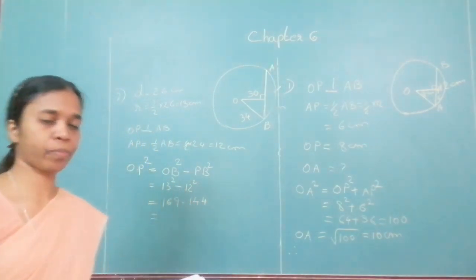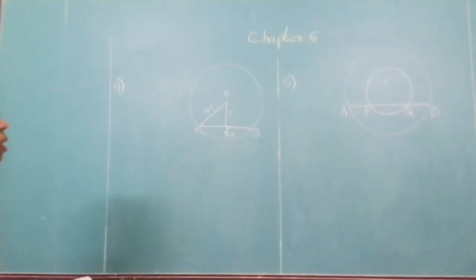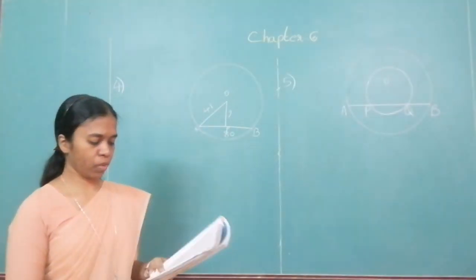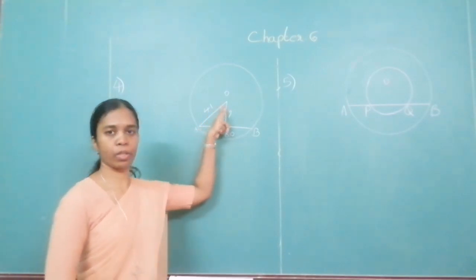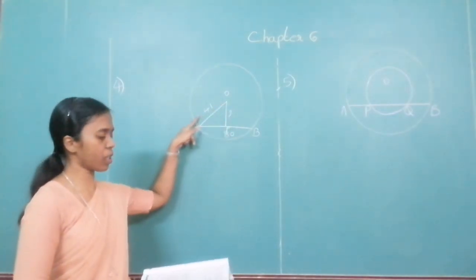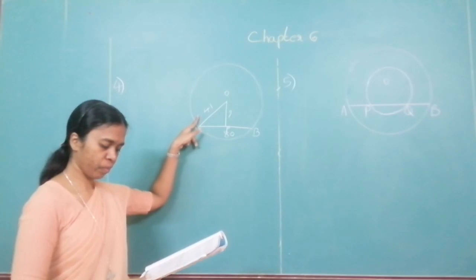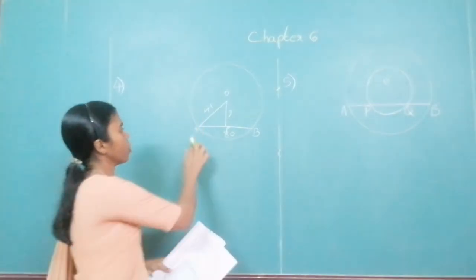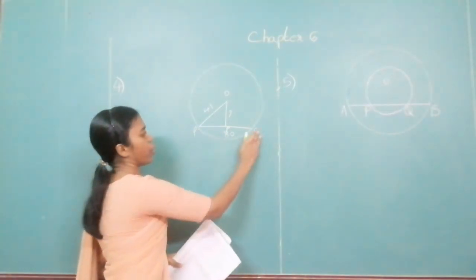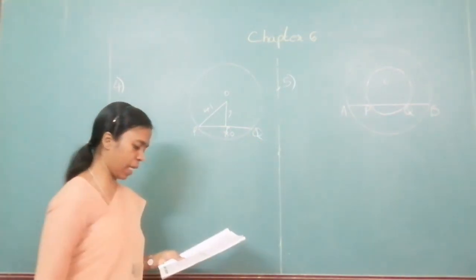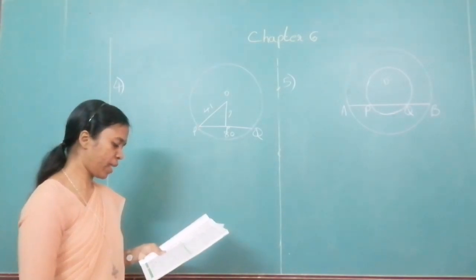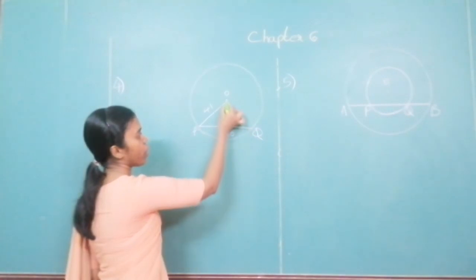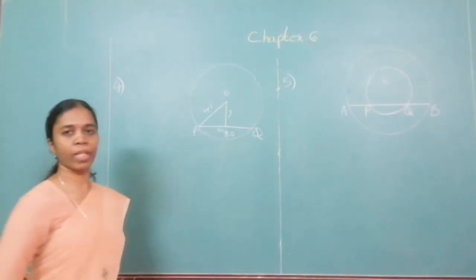Let's see. Question number 4. It is given that radius of a circle with center O is 41 units. We have the radius of the circle that is given to you as 41 units. Length of chord PQ is 80 units. Find the distance of the chord from the center. What are you supposed to find out? You have to find the distance from here to here. You can give any name.